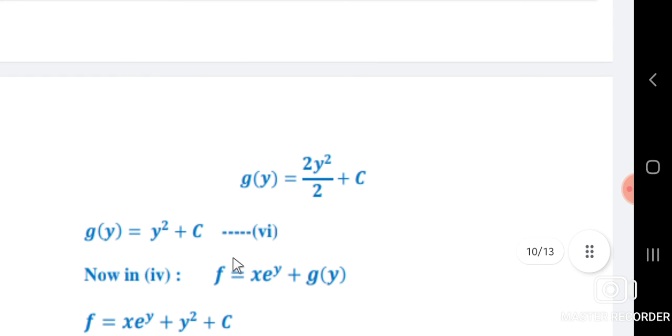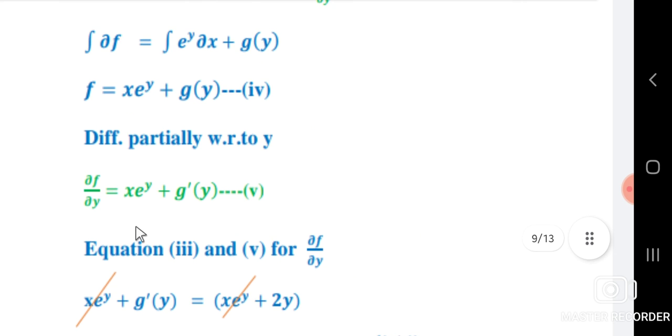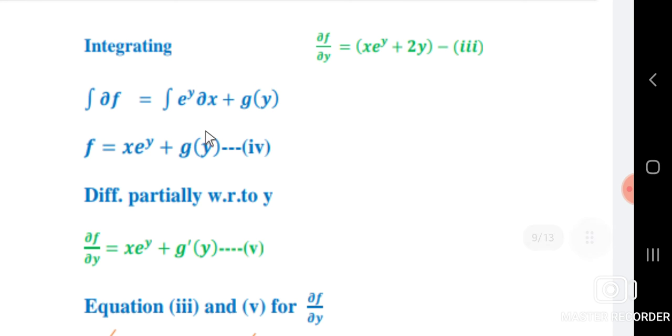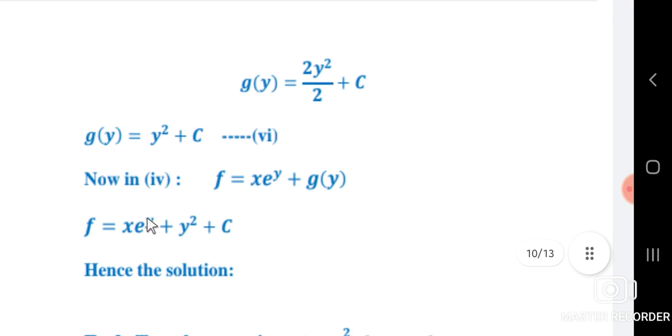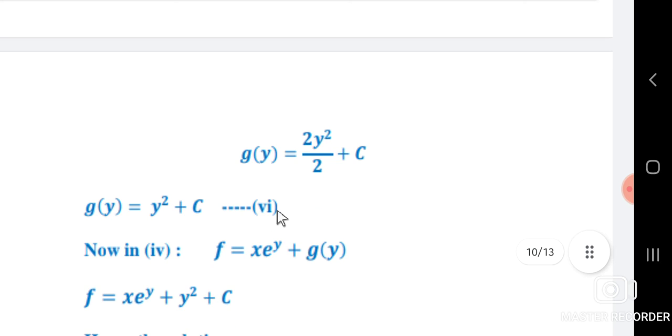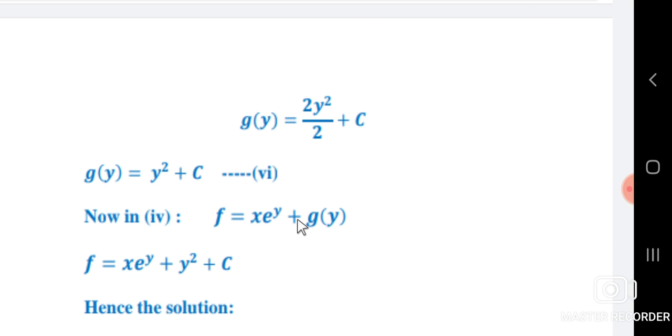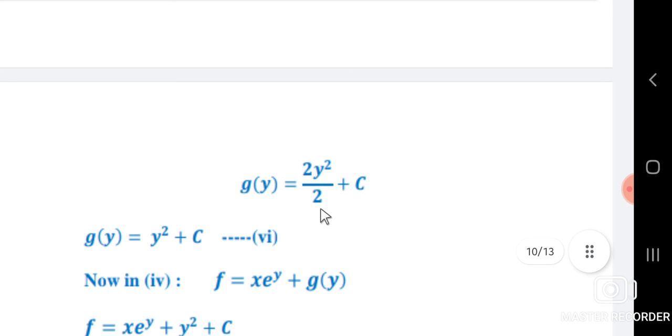So substituting this in our f here in equation 4, we'll get the solution. So our f becomes x e power y plus y square plus c. Hence the solution. To understand the whole problem, I request the viewers to write down the problem in your note, then you can follow my instruction to understand this.